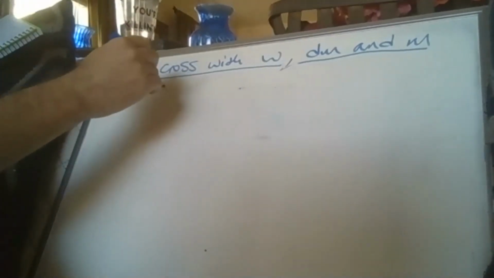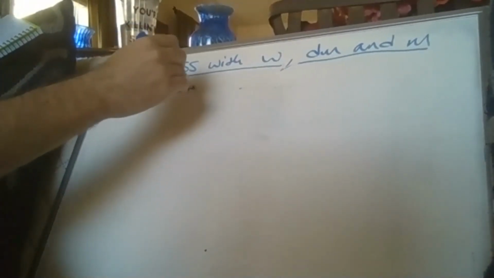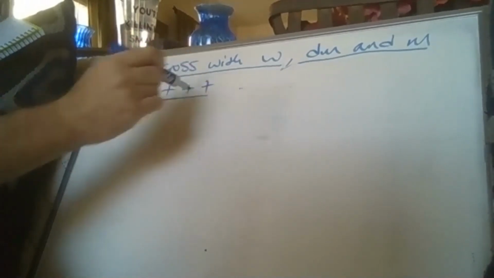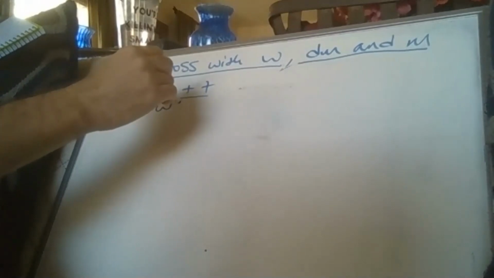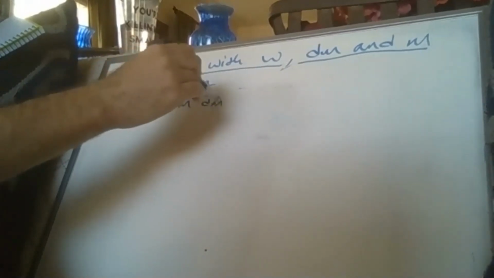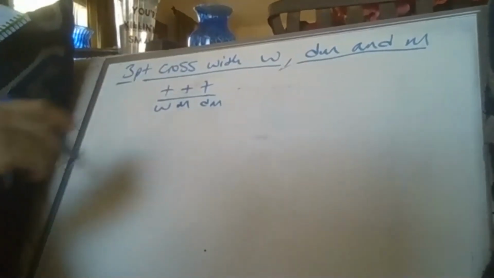Okay, so we're going to cross. I'm going to use plus and letter notation because I think that's a lot clearer than a whole bunch of letters. It becomes a bit of an alphabet soup otherwise.